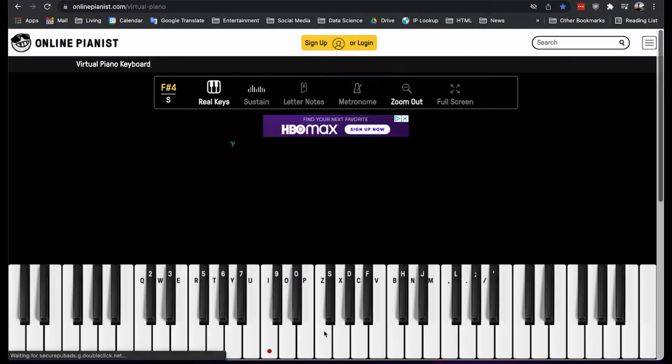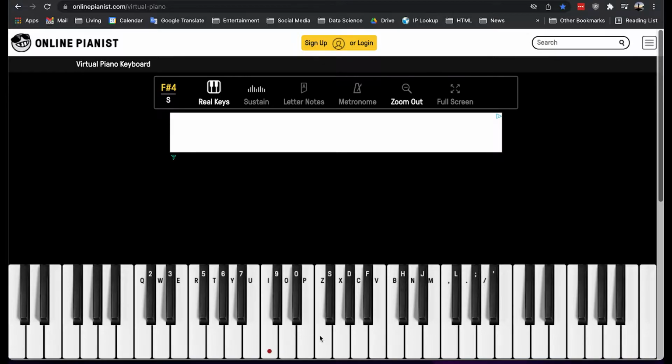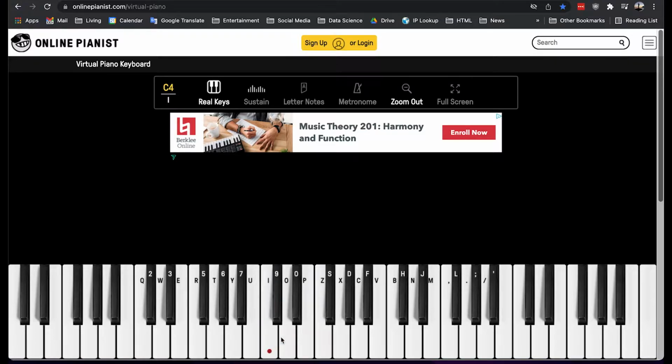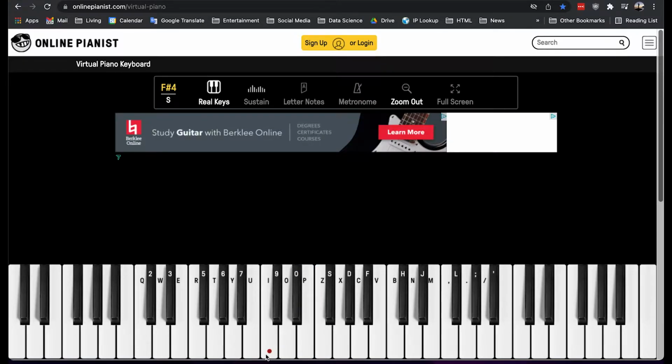Why didn't I click on this one right here? Why didn't I get this one? Because this is only a half step, half a tone, a semitone. So that's a tone, and then that's a tone, that's a tone. So this is a tritone.